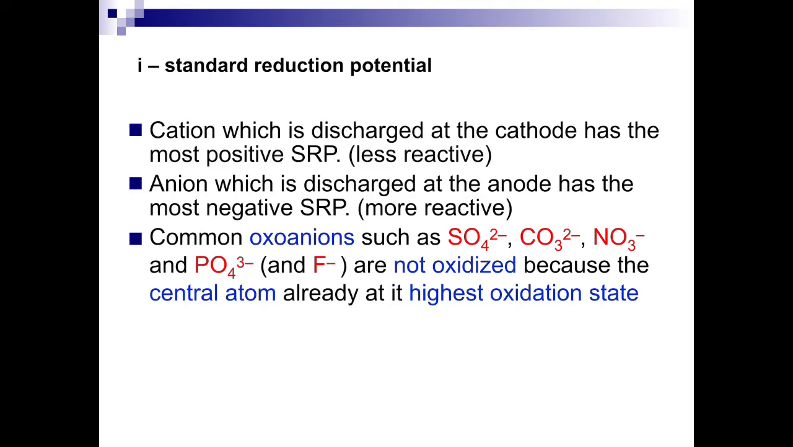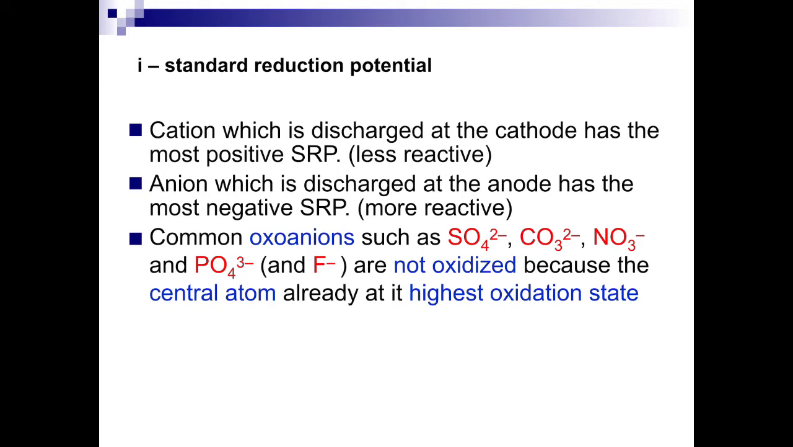The first factor is standard reduction potential. A cation, which is discharged at the cathode, must have more positive standard reduction potential, SRP. An anion, which is discharged at the anode, must have more negative SRP.